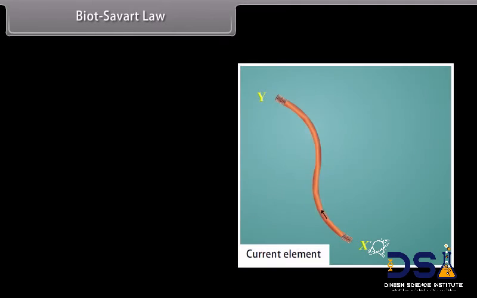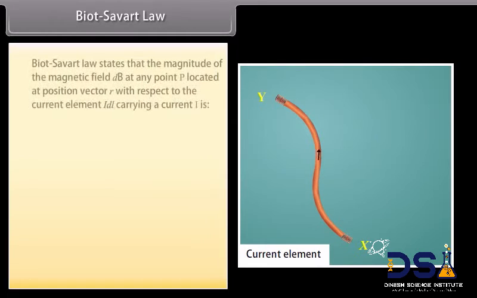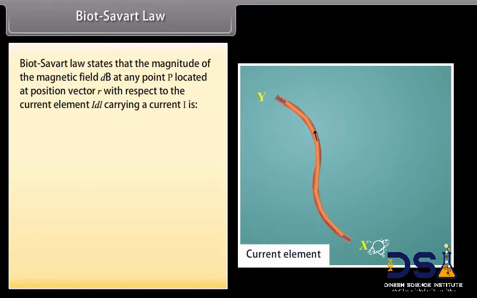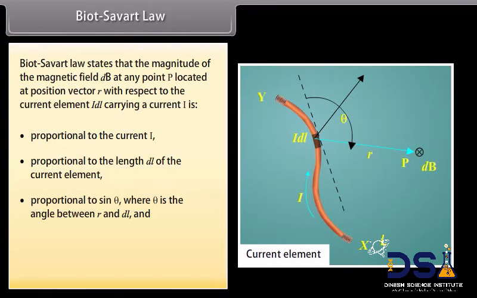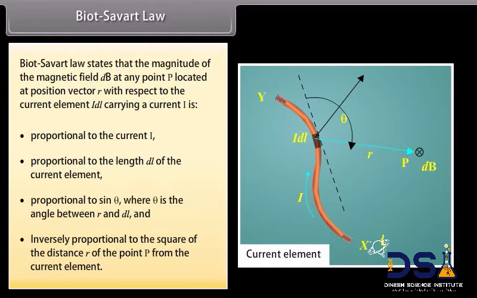Biot-Savart Law. It is a mathematical description of the magnetic field at a point that arises from a current flowing through a current element. The Biot-Savart Law states that the magnitude of the magnetic field dB at any point P located at position vector r with respect to the current element I dl carrying a current I is proportional to the current I, proportional to the length dl of the current element, proportional to sine theta, where theta is the angle between r and dl, and inversely proportional to the square of the distance r of the point P from the current element.